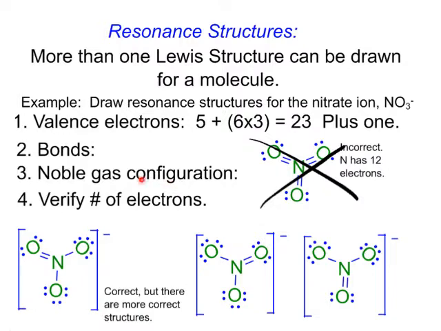We also need to do one more thing. We need to verify the number of electrons, and when we count all of the electrons here, there are 24, and we designate that it is a negative ion by putting brackets around it like this and a negative sign there for -1.